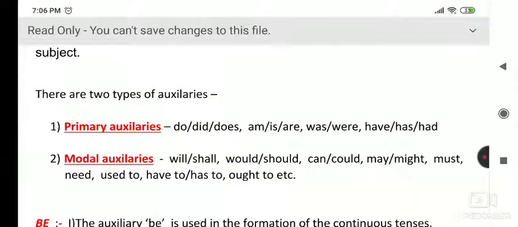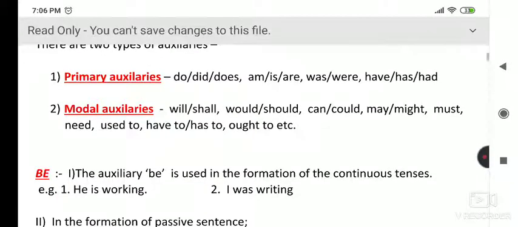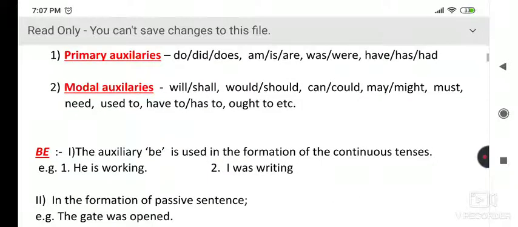Will, shall, would, should, can, could, may, might, must, need, used to, have to, has to, ought to are modal auxiliaries. So, for better understanding of these auxiliaries and their uses, we are going to study them one by one with main verbs and some examples. Okay, first we take be.